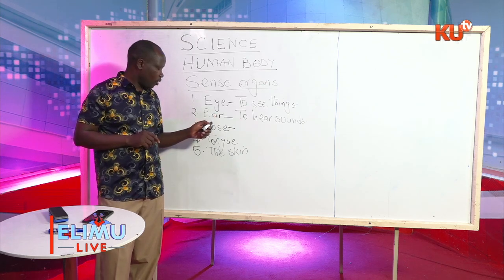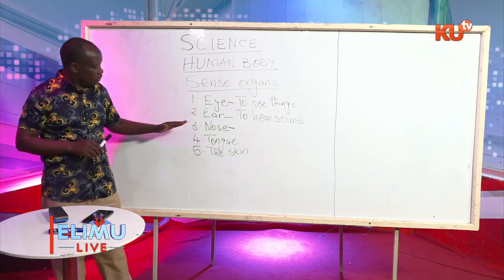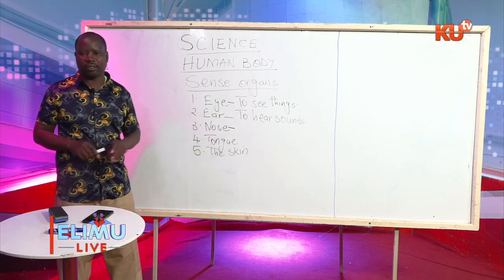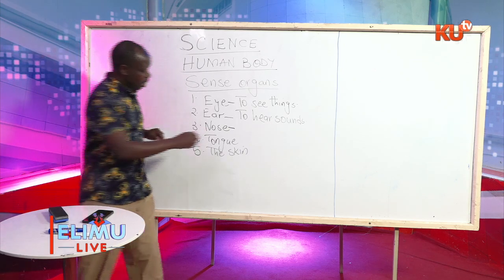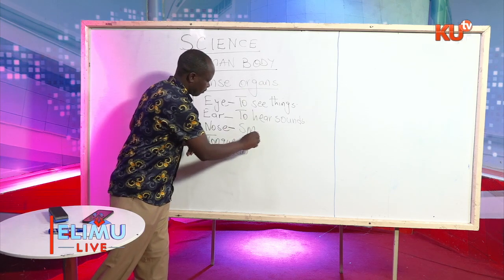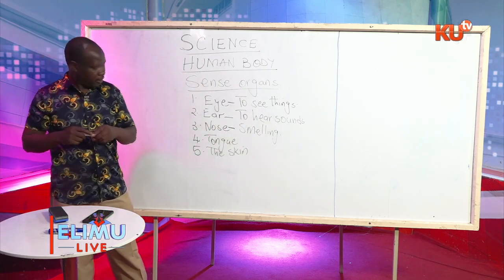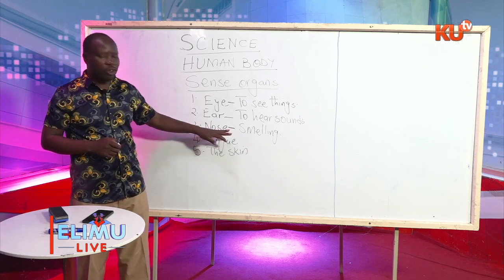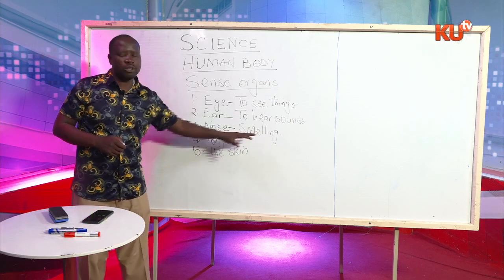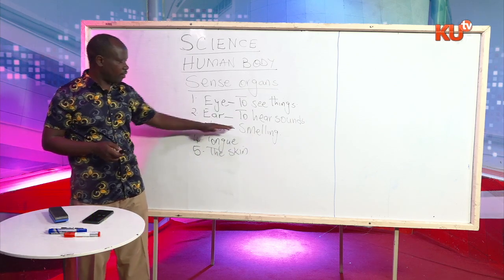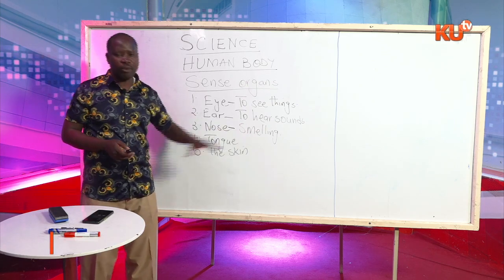You will know through the use of your nose. So you will know what this person has used through the sense organ, the nose, by smelling. This means the nose is used to smell. You smell what is around you. You get the smell of the food. You get the smell of maybe a perfume.